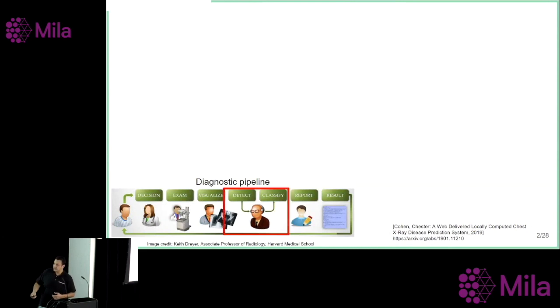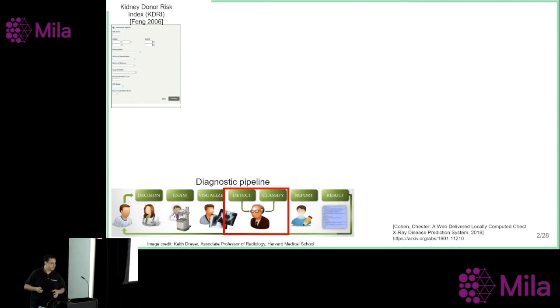So this detect and classify component is where AI stands to make a lot of ground and improve healthcare. In the past, there have been tools that help here, like the KDRI, a kidney donor risk index. This is a tool that's been around for a long time. It was online on this date, but it's existed for a while as a computational model that you can run to assist in your decision, right?